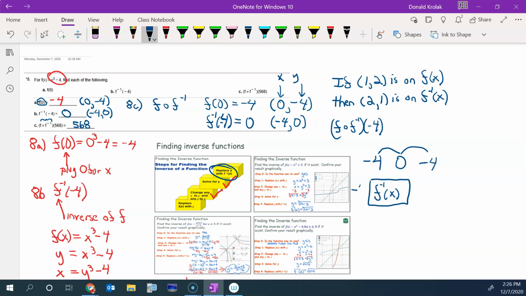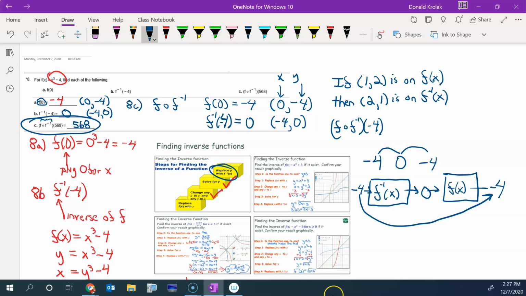Right? If negative 4 goes into that, out comes 0. And then that 0 goes into the next machine, which is f of x. And we know that when 0 goes into the regular function, a negative 4 comes out. So you end up with what you started with. Didn't change it. That's what's happening on part C.